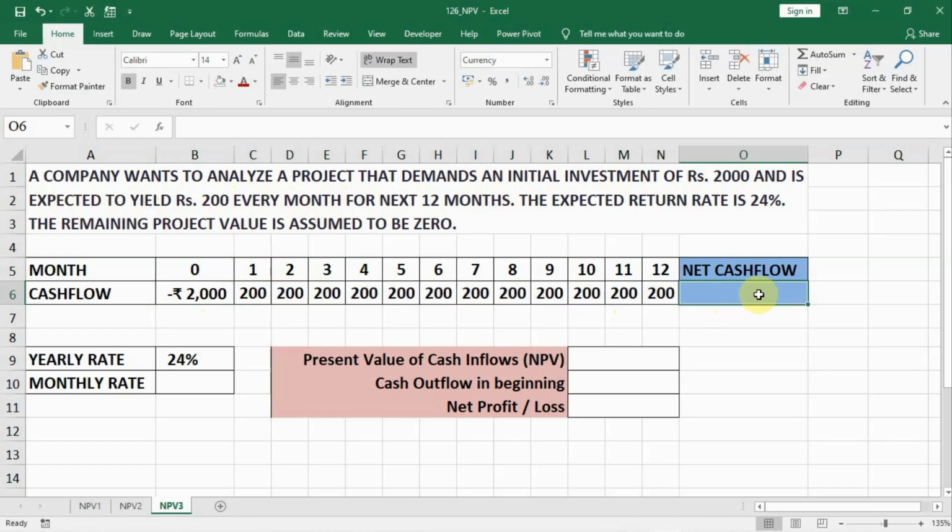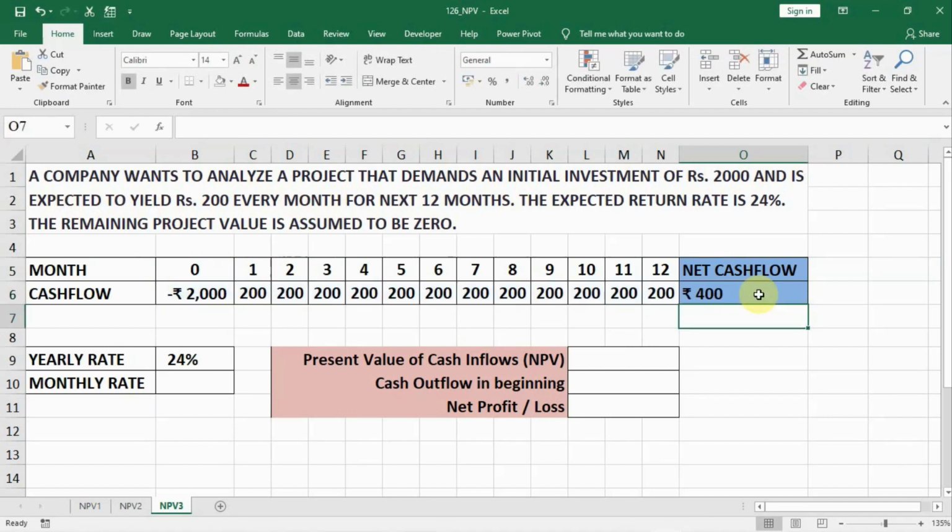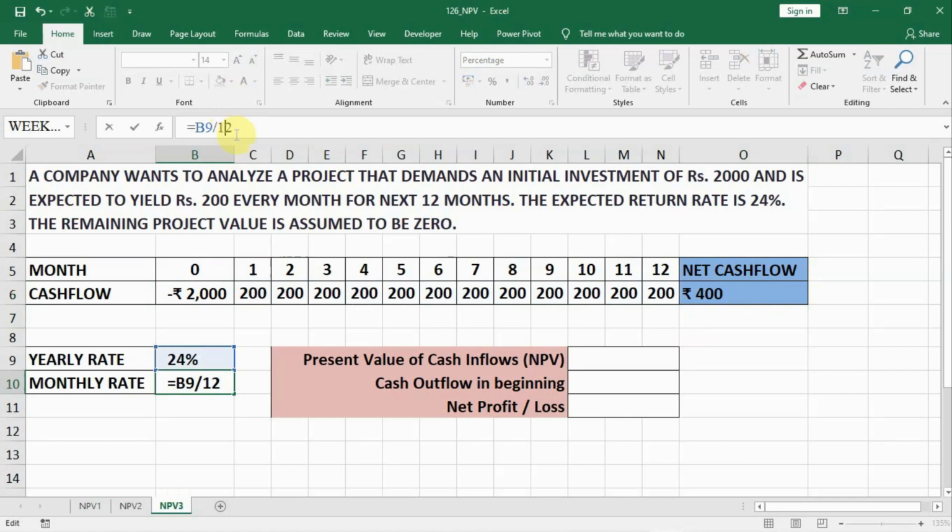So let us see the net cash flow here. We'll use Alt plus equal and write the summation of all of these. So it seems the net cash flow is 400, but let us see the time value of money. In terms of time value, we have to calculate NPV. So the monthly rate here is this 24% annual rate divided by 12. It comes out to be 2% per month.